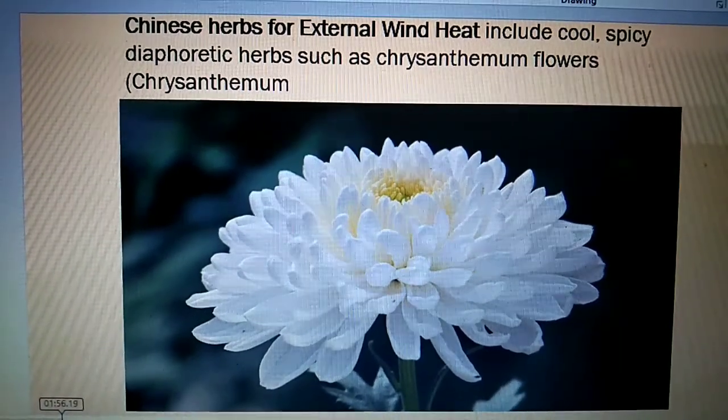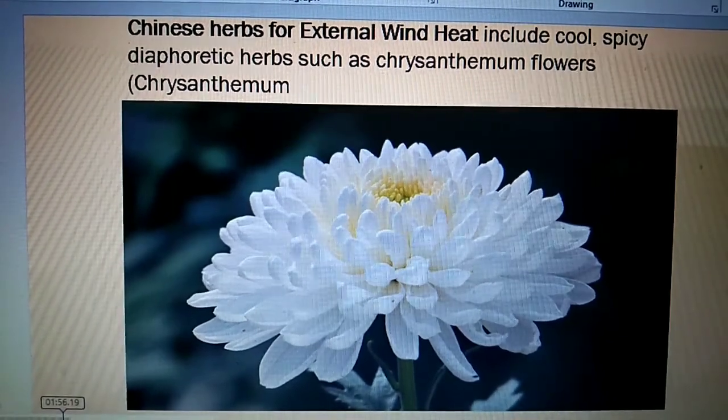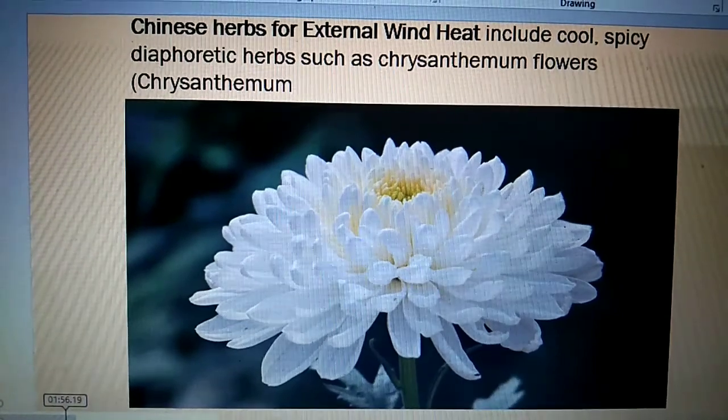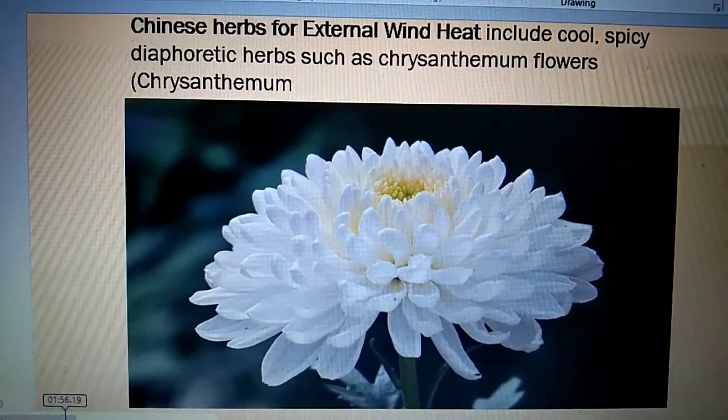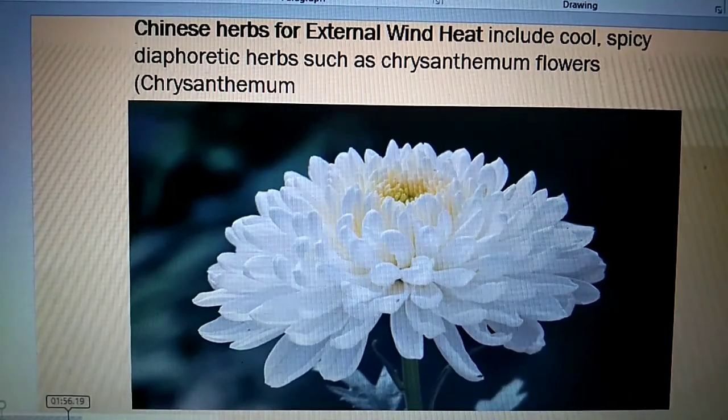Chinese herbs for external wind heat include cool, spicy diaphoretic herbs such as chrysanthemum flowers, chrysanthemum. Okay, let us go to the next slide.